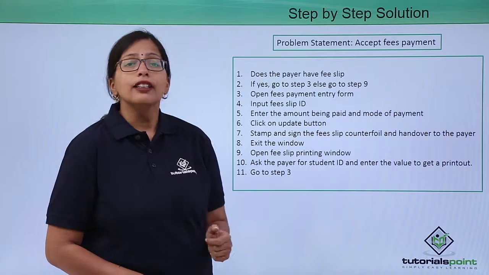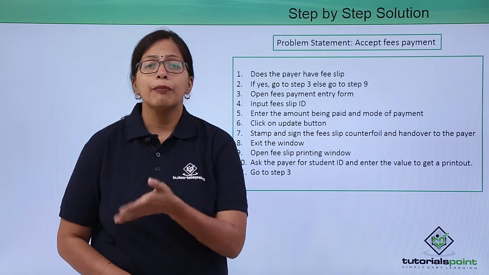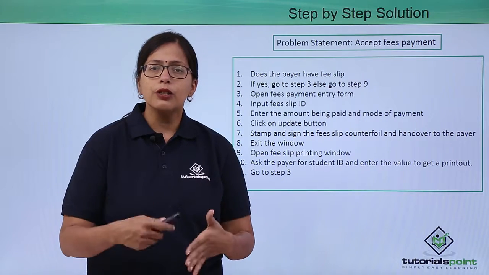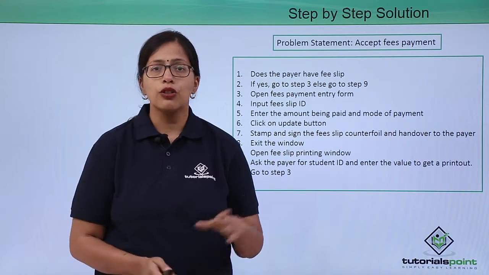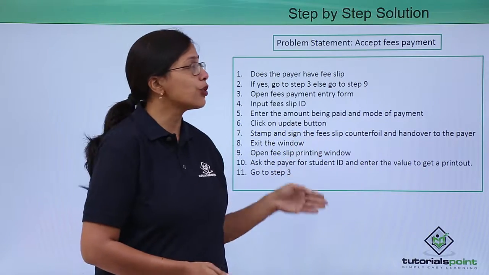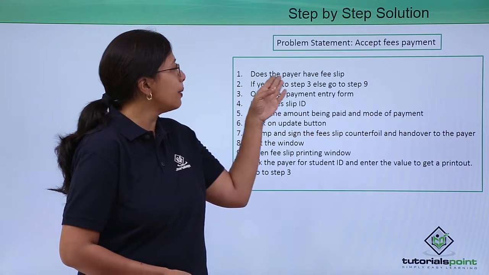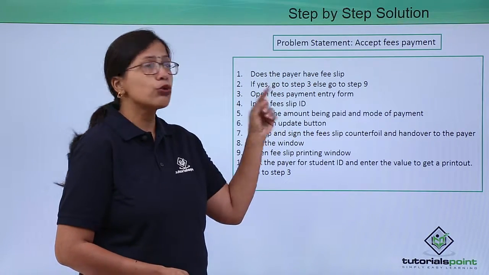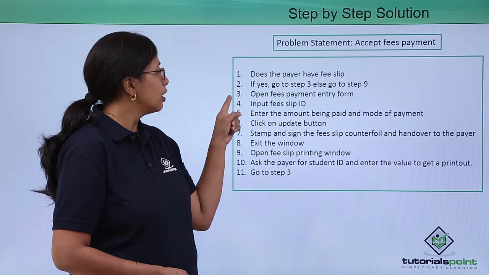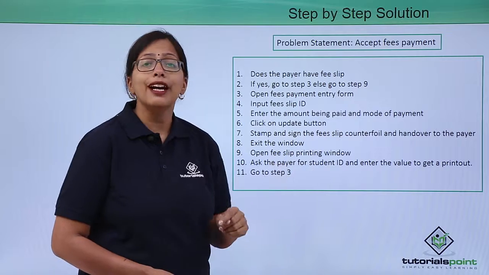Now, let's look at an example. My problem statement is accept fees payment. That means in a school, a parent has come to pay the fees for his ward. So, this is my problem. What is the solution? The step-by-step solution. First step, does the payer have a fee slip? You need to find that out. If yes, go to step 3. Else, go to step 9.